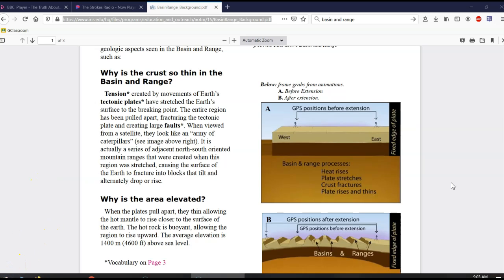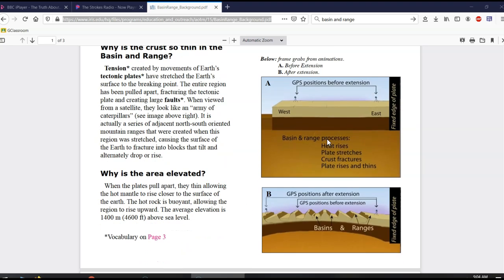Why is the area elevated? When the plates pull apart, they thin, allowing the hot mantle to rise closer to the surface of the earth. The hot rock is buoyant, allowing the region to rise upward. The average elevation is 1,400 meters or 4,600 feet above sea level.